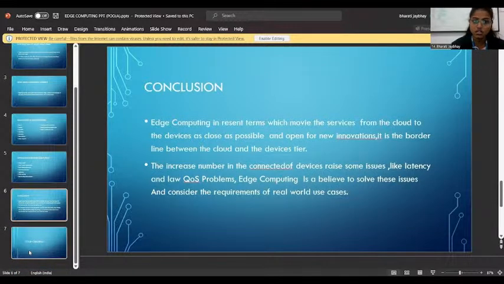Conclusion: edge computing moves the server from the cloud to the devices, as close as possible. The increasing number of connected devices raises some issues like latency and cost problems. Edge computing has the ability to solve these issues and meet the requirements.